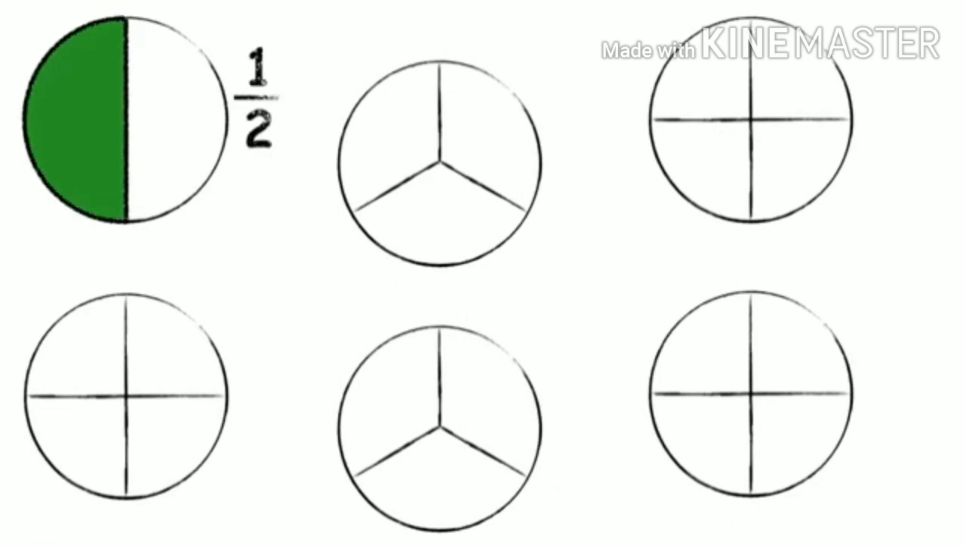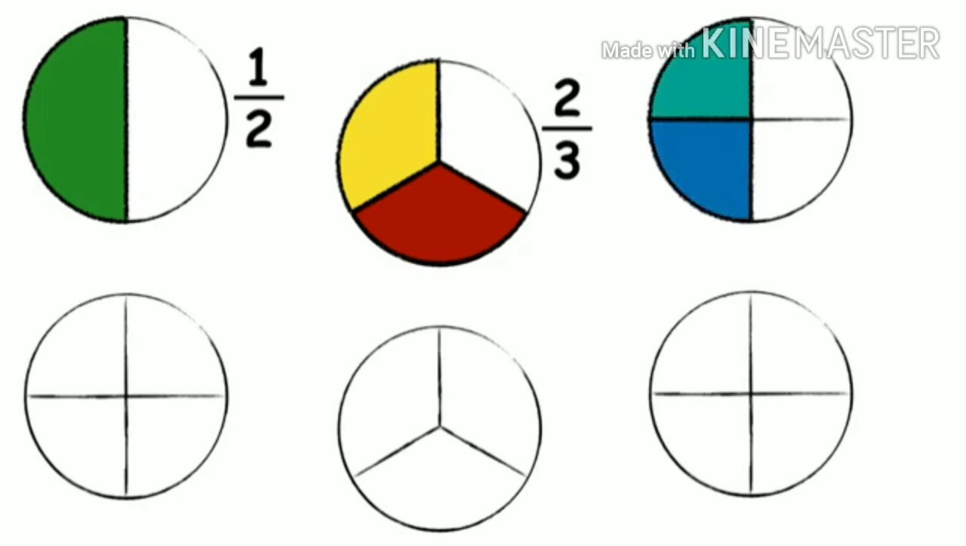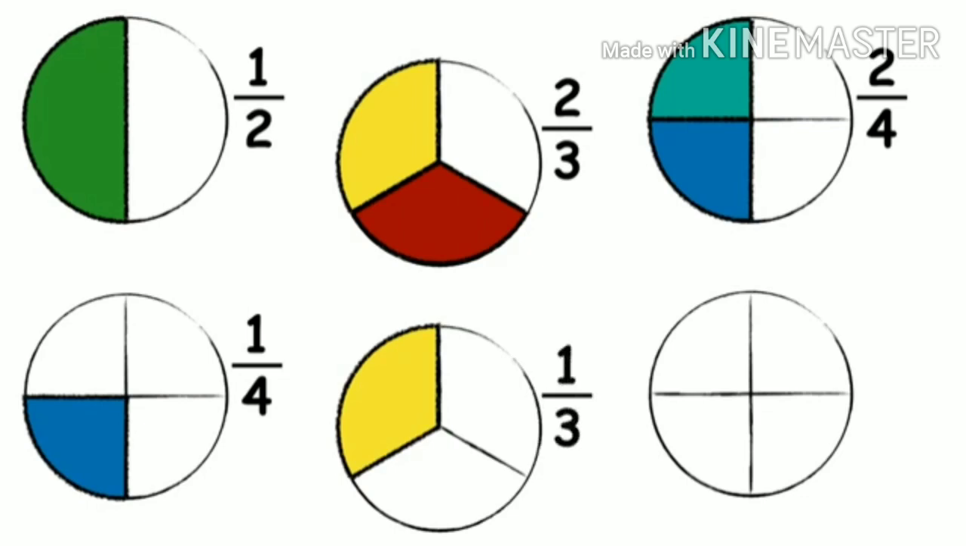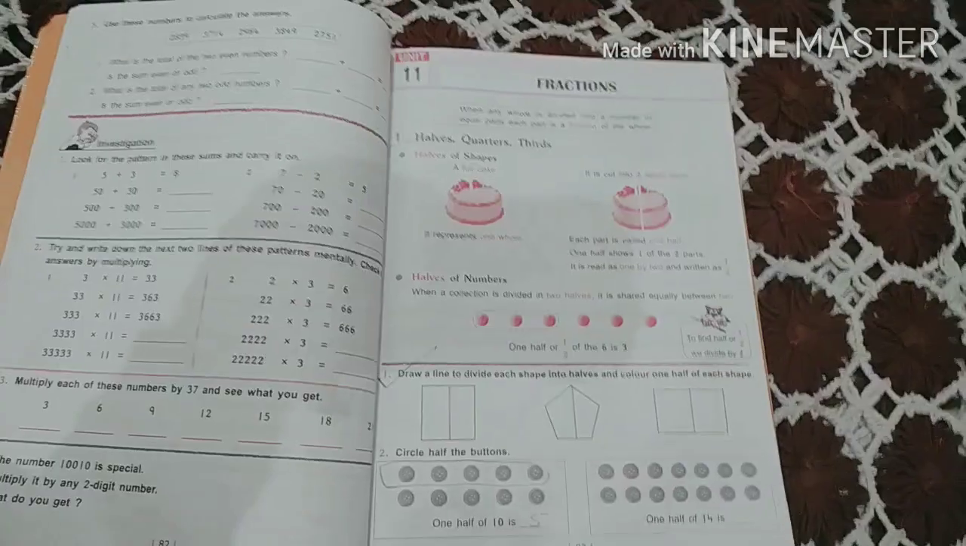One out of 2 pieces, 1/2. 2 out of 3 pieces, 2/3. 2 out of 4 pieces, 2 quarters. 1 out of 4 pieces, 1 quarter. 1 out of 3 pieces, 1/3. And 3 out of 4 pieces, 3 quarters.